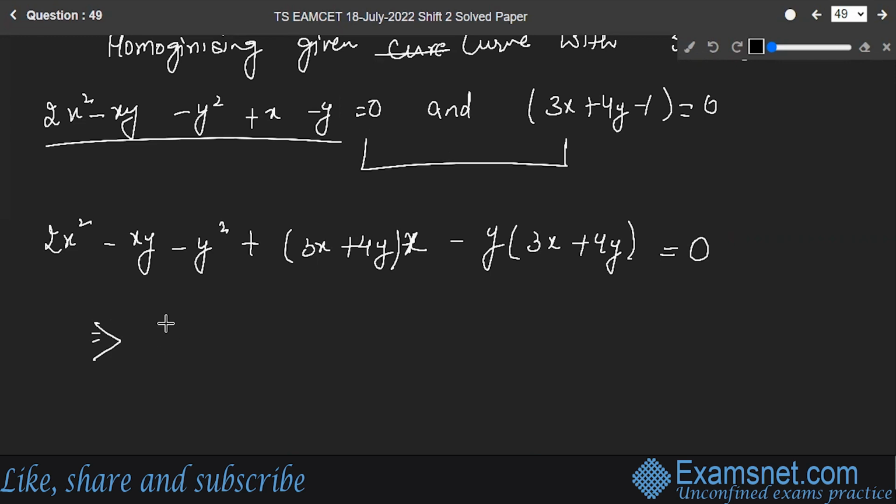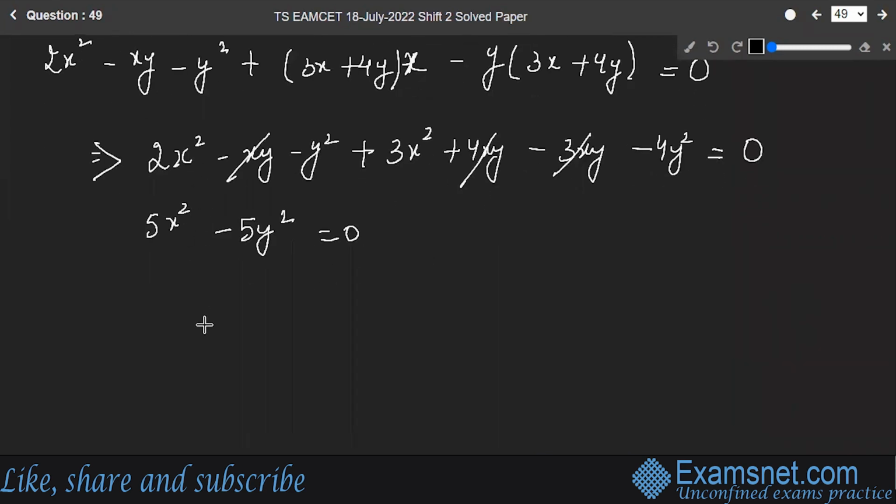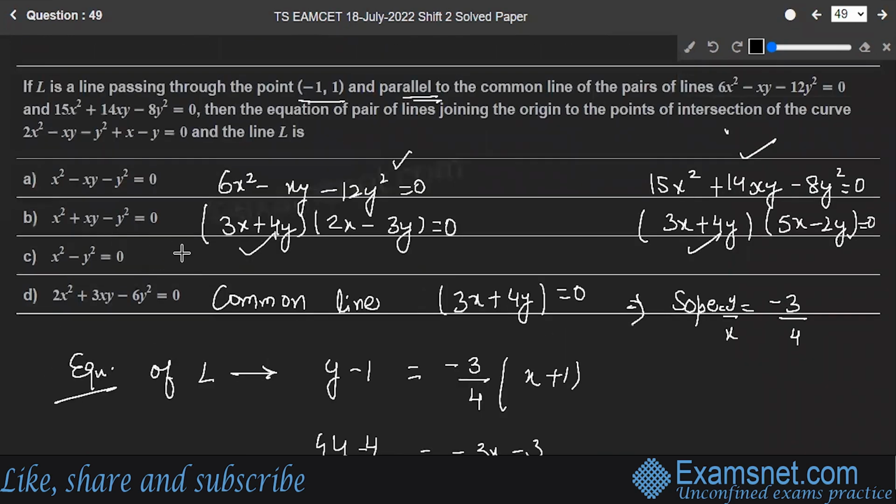Okay, so open it up: 2x square minus xy minus y square plus 3x square plus 4xy minus 3xy minus 4y square is equal to 0. This will give me 5x square minus 5y square, and the other terms get cancelled. So this is equal to 0, which gives you x square minus y square is equal to 0. So this is the answer, option C. Hope you got that. Let's move to the next question, number 50.